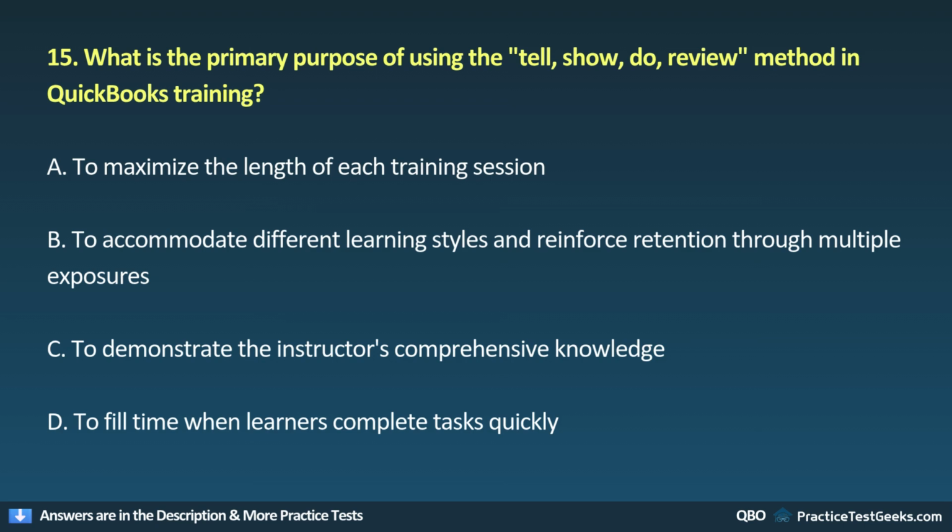15. What is the primary purpose of using the tell, show, do, review method in QuickBooks training? A. To maximize the length of each training session. B. To accommodate different learning styles and reinforce retention through multiple exposures. C. To demonstrate the instructor's comprehensive knowledge. D. To fill time when learners complete tasks quickly.